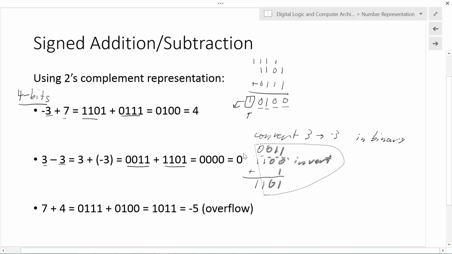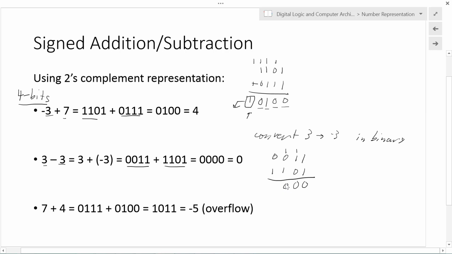So now that we've verified that our 3 and minus 3 are properly converted, let's add them. 0, 0, 1, 1 and 1, 1, 0, 1. We should get a value of 0 at the end. So 1 plus 1 is 2, so we get a 0, carry a 1. 1 plus 1 plus 0 is 2, so 0, carry the 1. 1 plus 0 plus 1 is 2, so we get 0 and we carry the 1 again. 1 plus 0 plus 1 is 2, so we get 0, carry the 1 again.